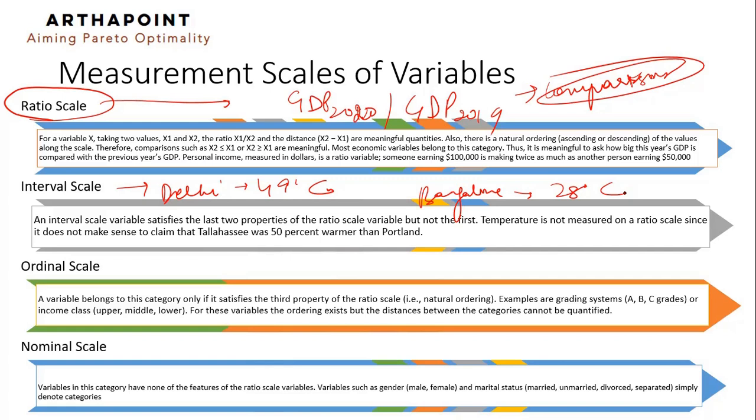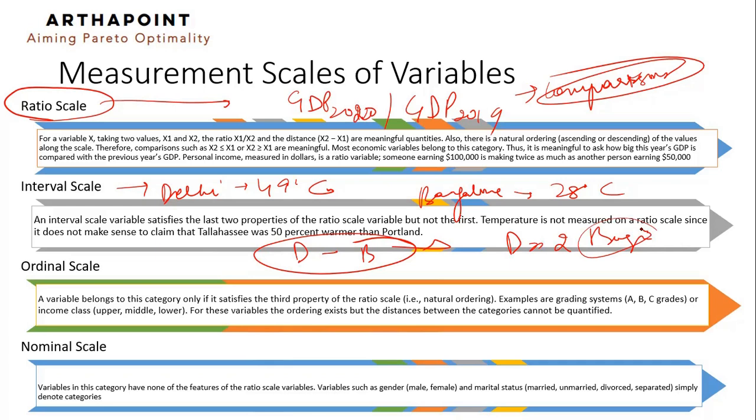So, I understand that Delhi minus Bangalore, this interval is helpful to me. But this will not be helpful to me when I say that Delhi's temperature is twice of Bangalore's temperature, right? You don't write comparisons of the temperature, but you are interested in understanding that the difference in the temperature is this much.